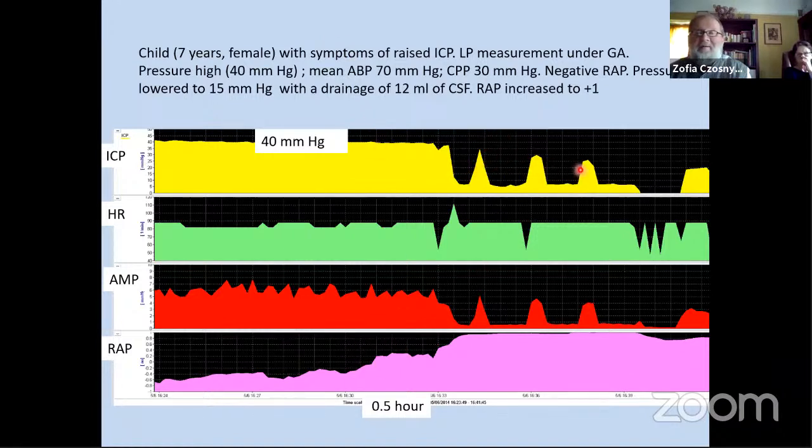Then when we started lowering intracranial pressure, RAP increased to +1, and then the system shifted to this low compensatory reserve state, but without disturbance of cerebral blood flow. And then we looked at the other parameters. ICP was 40 millimeter of mercury, and arterial blood pressure was only 70 millimeter of mercury. Therefore, his cerebral perfusion pressure was only 30 millimeter of mercury, and it was associated with negative RAP.